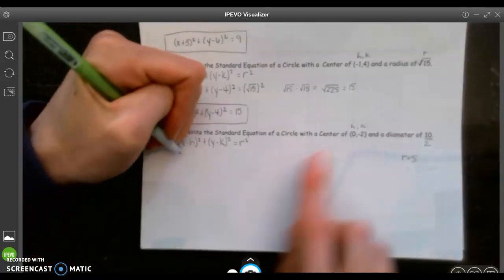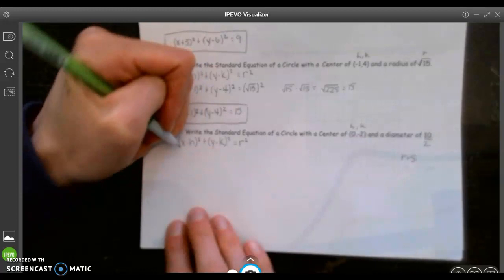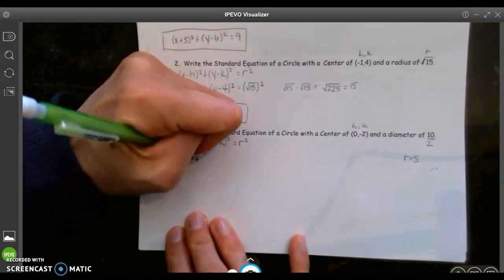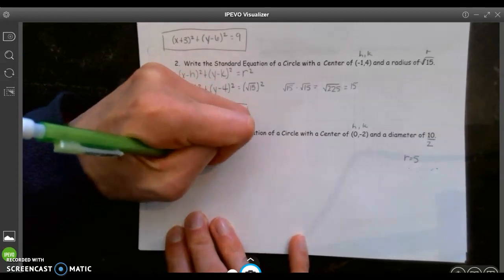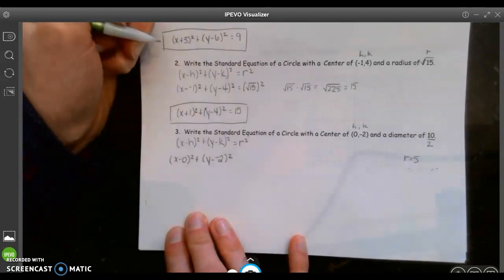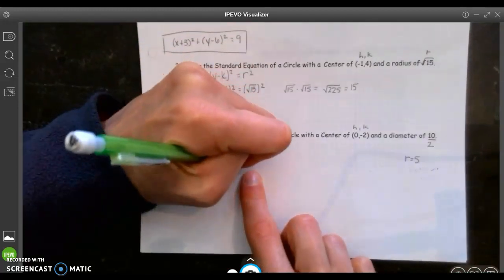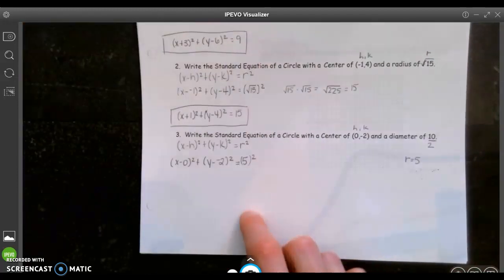Now I'm going to plug in 0 and -2 for H and K. So x minus 0 squared plus y minus -2 squared. So there's my H and K. Equals, I'm going to take that 5 and put it in for R squared.